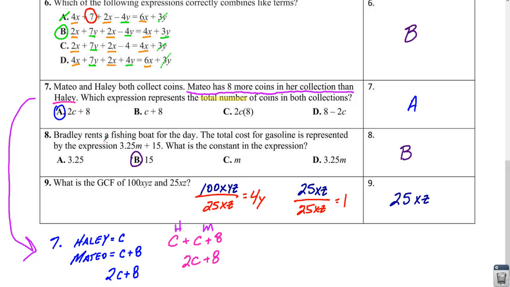Okay, Bradley rented a fishing boat for a day. Total cost is represented by the expression 3.25 M plus 15. What is the constant in this expression? The constant is the 15. Remember, constants are values that you do not have to have anybody give you any more information to know what they are. So in a case like this, 3.25 M plus 15, the $15 is probably a fill-up charge. It's not the cost of the gas itself.